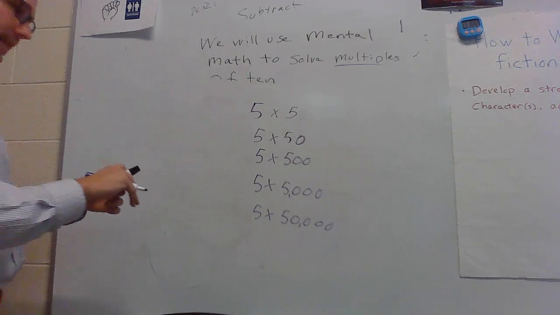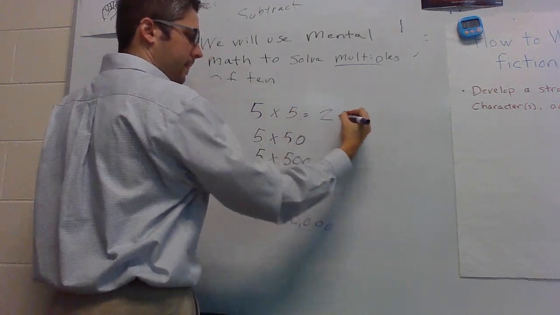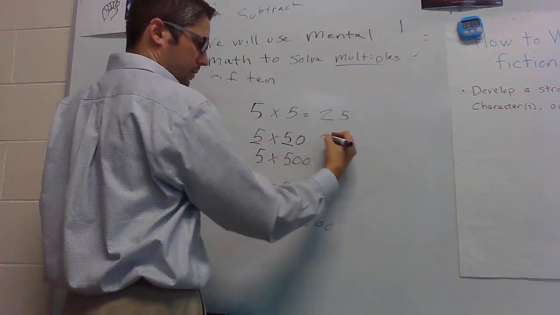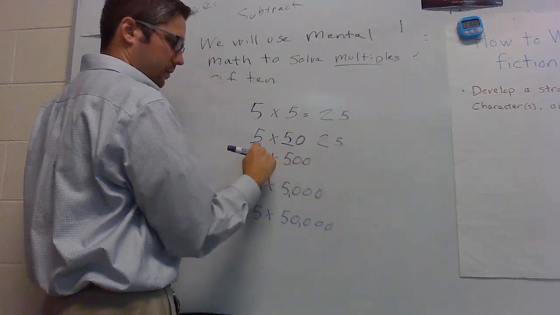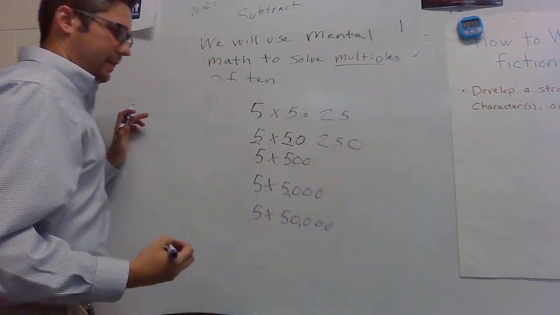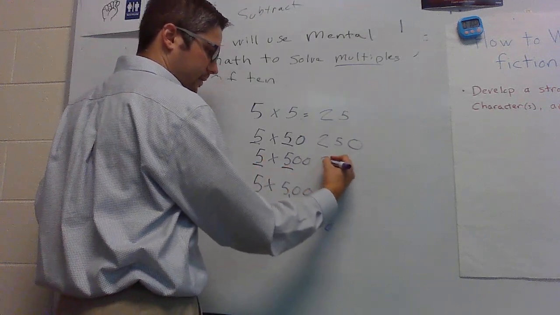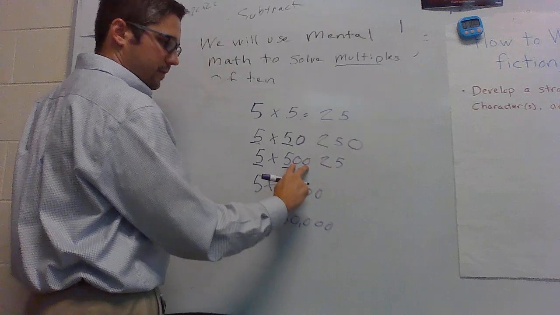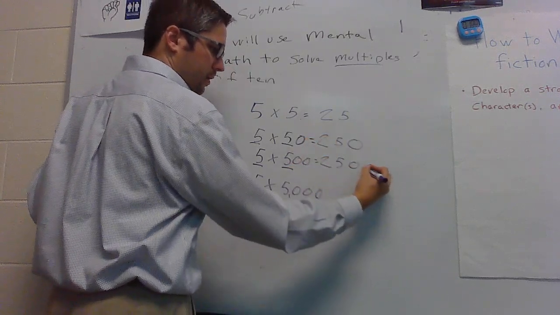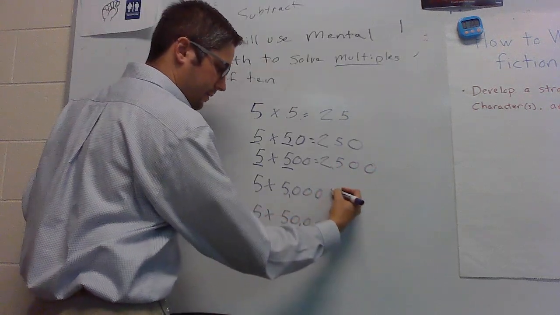5 times 5 equals 25. 5 times 50 would equal 25 there, add the 0, 250. 5 times 500 would be, add the two zeros over here, 2,500. 5 times 5,000.